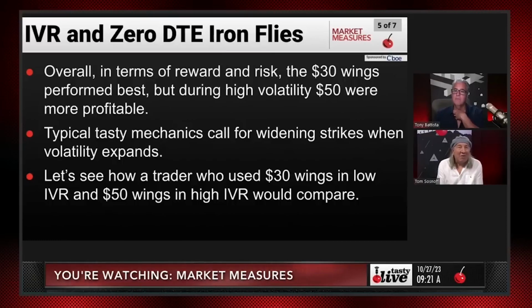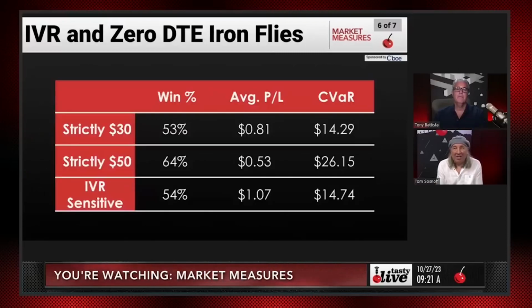So let's see how a trader who used $30 wings in low volatility and $50 wings in high volatility would compare. Next slide. Okay. So what happens here is, and this is strictly $30 wings, nothing else. When you did the $30 wings in low IVR, win percentage was 53, the P&L per day was 81 cents, and your C-bar was $14.